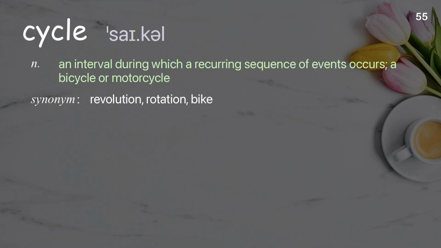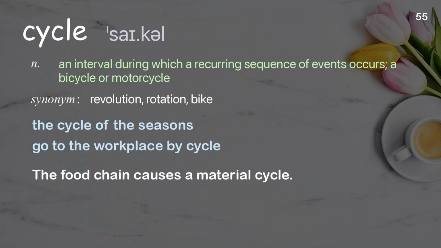Cycle. An interval during which a recurring sequence of events occurs, a bicycle or motorcycle. Examples: the cycle of the seasons, go to the workplace by cycle. The food chain causes a material cycle.